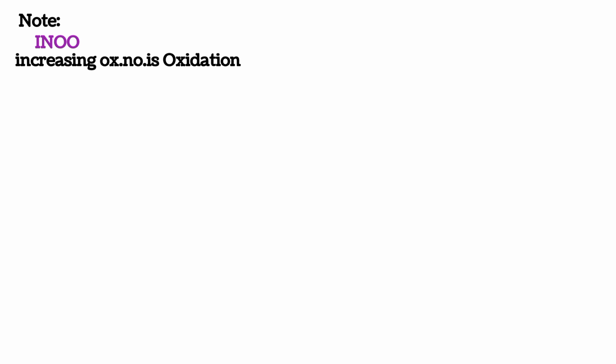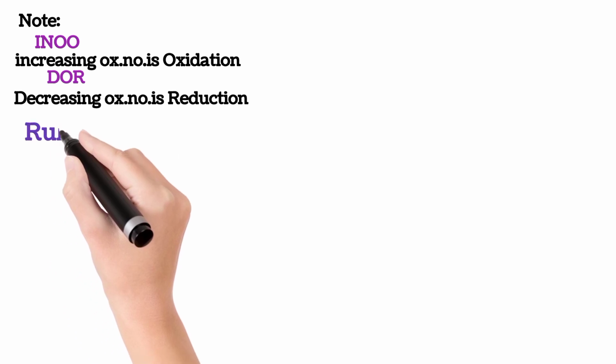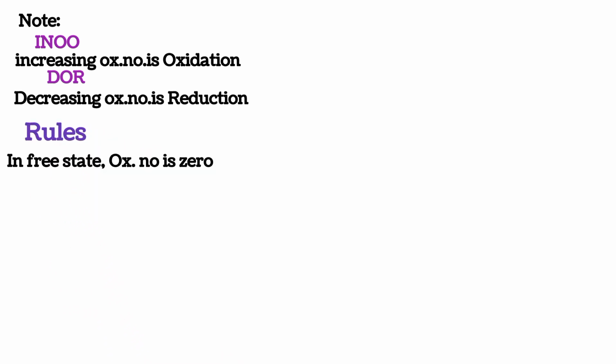Now note, before we proceed, you have to know this. INO means increasing oxidation number is oxidation. DO means decreasing oxidation number is what? Reduction. Let's look at certain rules in calculating the oxidation number of elements.